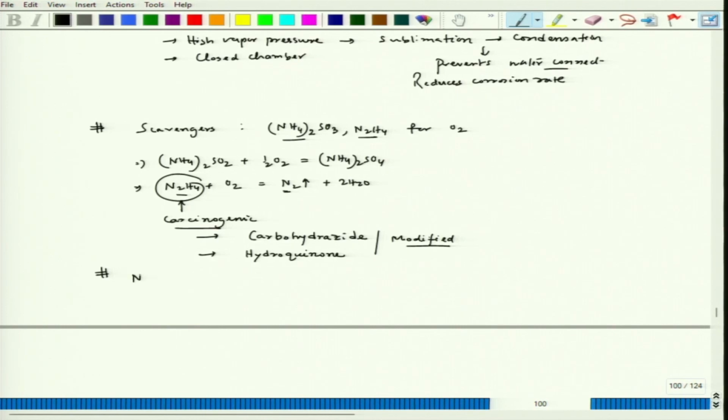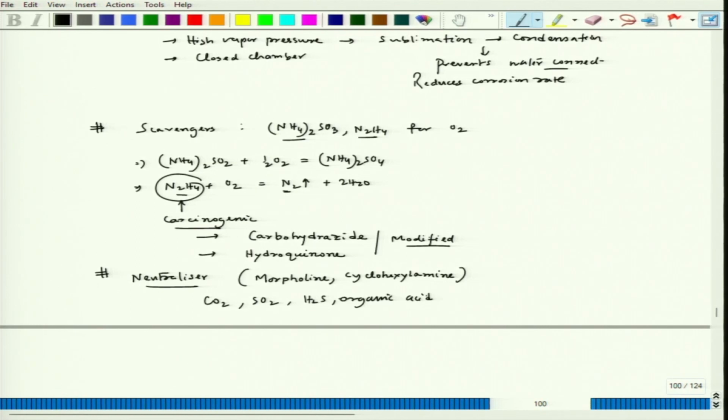Then we can also talk about neutralizer. A typical example is morpholine or cyclohexylamine. Those are some of the neutralizing inhibitors. What they do, for example, if we have CO2 or SO2 or H2S or organic acid, those cases it actually leads to increase in hydrogen ion concentration.